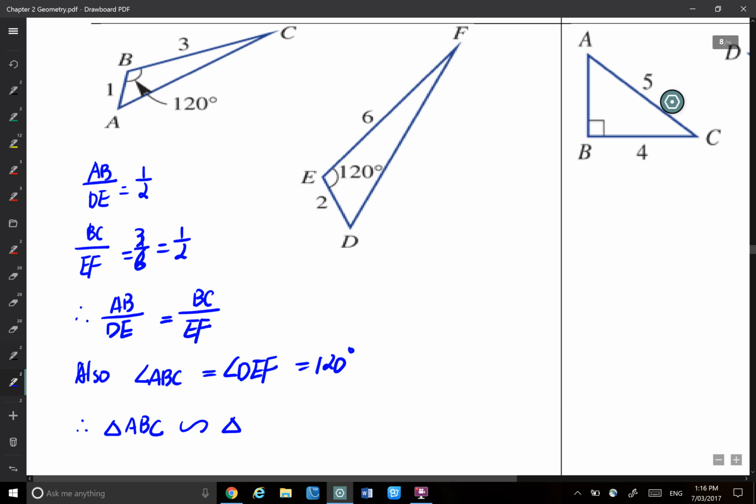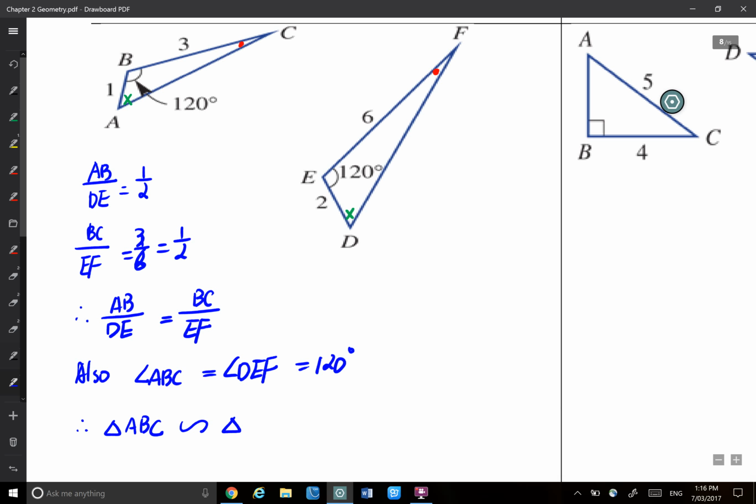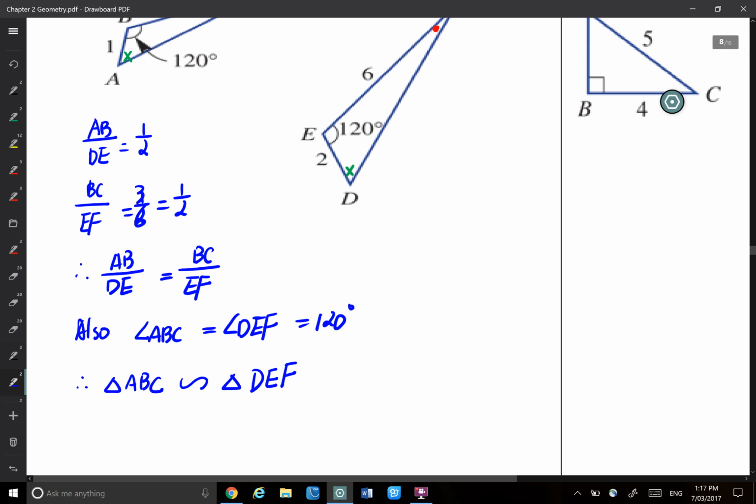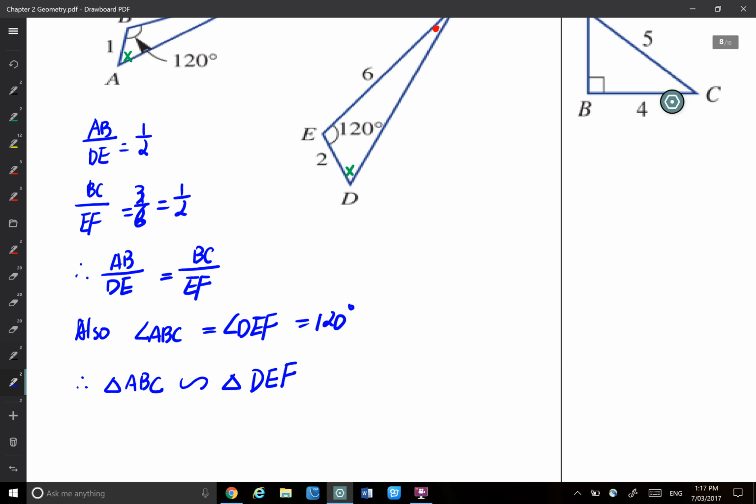Okay, let's see the corresponding points. 1 and 2 are the corresponding sides. Then the angles opposite to them will be 2 corresponding angles. B and E are the same angles, and A and D must be a pair. So you write ABC: A corresponds to D, B corresponds to E, C corresponds to F. So triangle ABC is similar to triangle DEF. Okay, that's how you find the corresponding pairs.